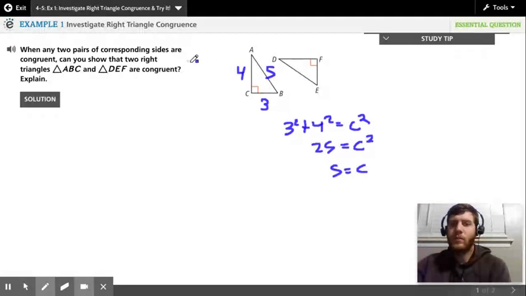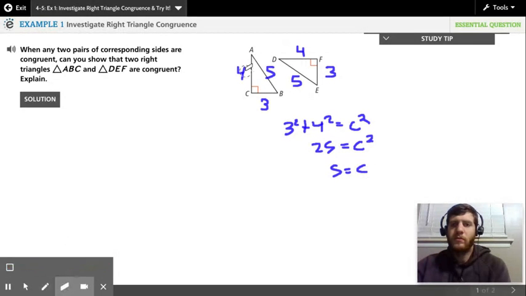And so if two sides are congruent here, for example, if EF was 3 and DF was 4, again you'd have 3 squared plus 4 squared equals c squared, and you would get a c value of 5. So it doesn't matter what two sides you have. If you have the hypotenuse and one of the legs, we know these two triangles are going to have to be congruent because, since it's a right triangle, we can use the Pythagorean theorem.